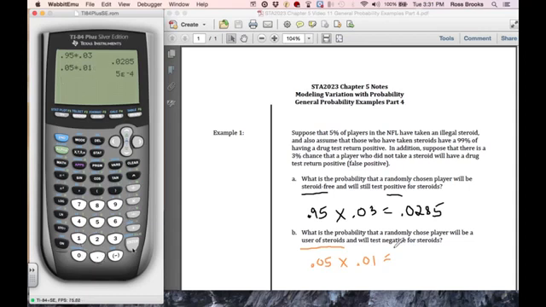The result is 5e to the negative 4, 0.0005. Very slim chance the person takes steroids and gets a negative test and gets away with using steroids.